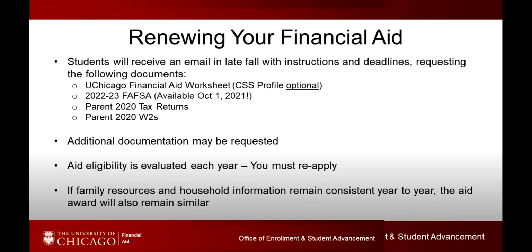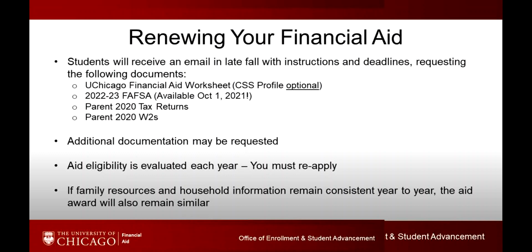Again, additional documentation may be requested, either via verification. We might require proof of citizenship, other sorts of documentation to help us complete your award. Again, aid eligibility is reevaluated every year, so you must reapply, and of course we will be notifying you. Primary communication once you're enrolled into the institution is going to be to the student directly. So students, if you're thinking of having your parents help or assist with any of this stuff, please keep in mind that we will be sending most of the correspondence to you directly.